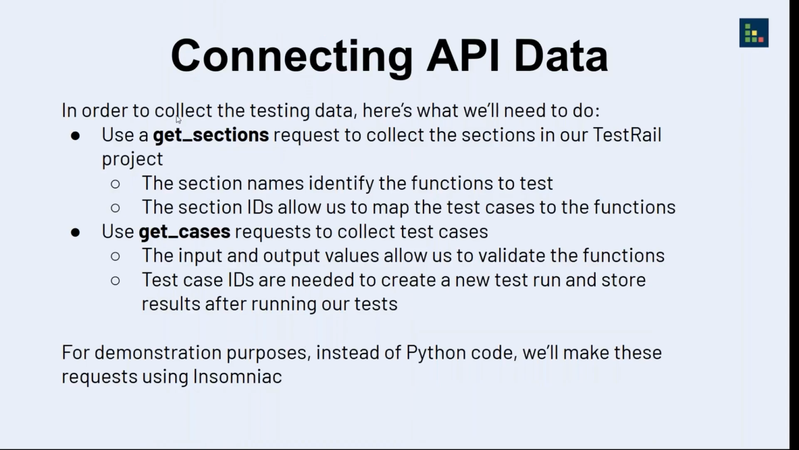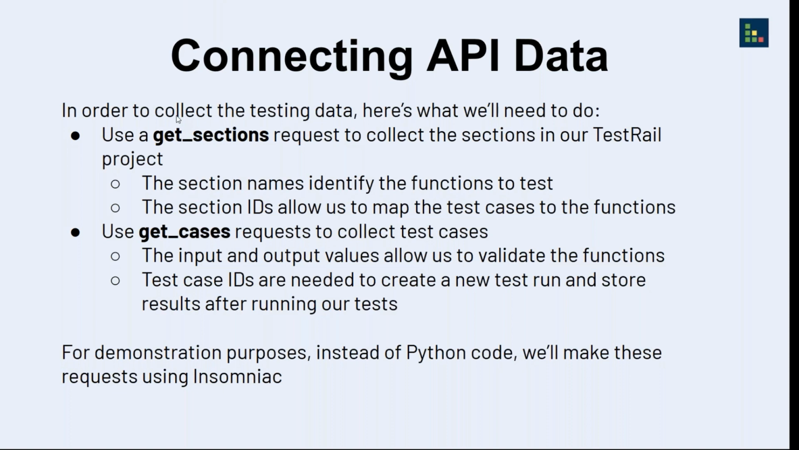So now to retrieve this data using the API, here's what we will need to do. We need to use a get sections request to collect the sections in our TestRail project. The section names identify the functions to test, and the section IDs allow us to link these sections to the test cases, or link the test cases to sections, however you want to look at it.